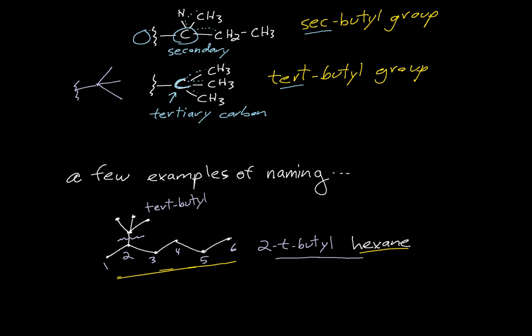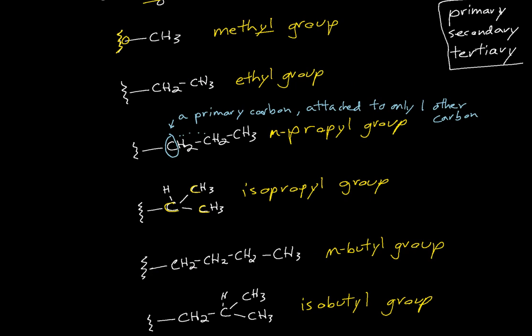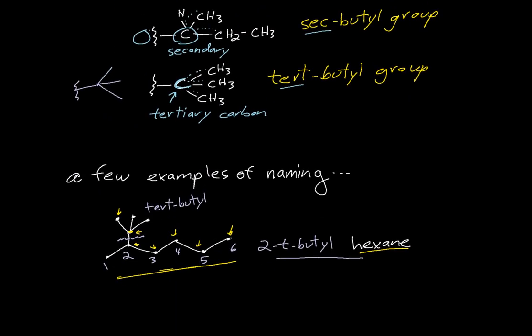Is that absolutely correct? Because what if we look at a chain like this? 1, 2, 3, 4, 5, 6, 7. Well, look at that. I've discovered that in fact, this molecule has a longer chain than 6 carbons. It has a 7 carbon chain and really, more correctly, should be a heptane. So if it were a hexane, it would be 2-tert-butylhexane.